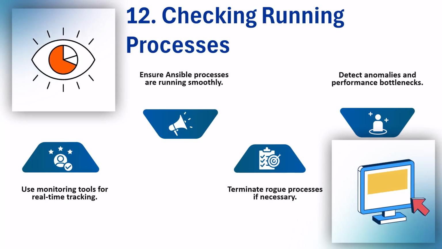Ansible processes can sometimes go rogue, like a mischievous intern changing server configurations. Keeping track of running processes ensures smooth execution, helps us spot performance issues, and lets us take action before things spiral into chaos.